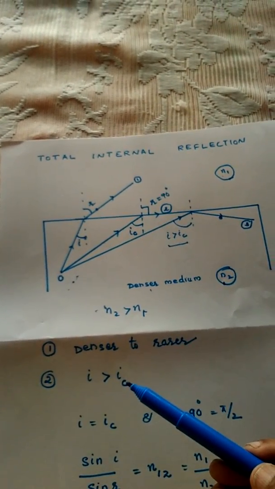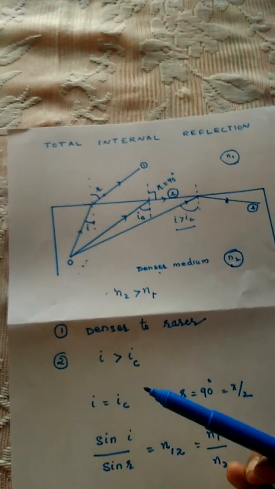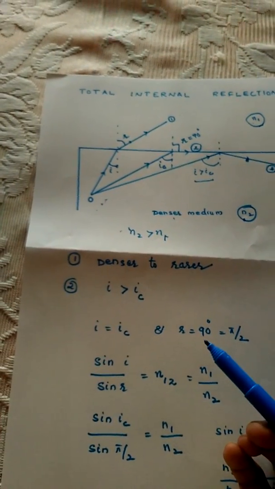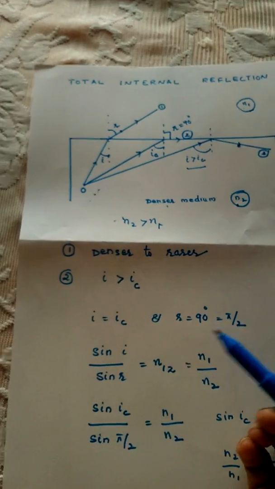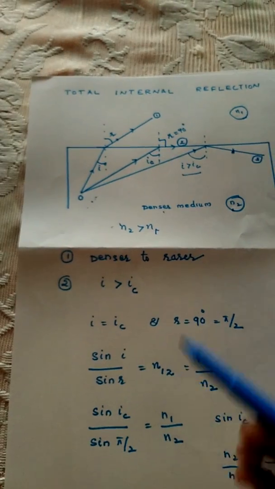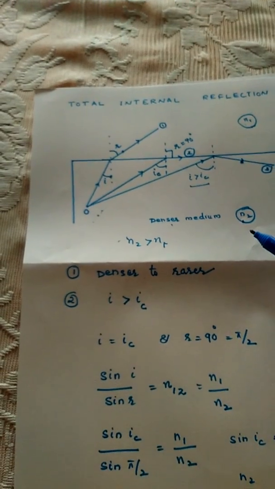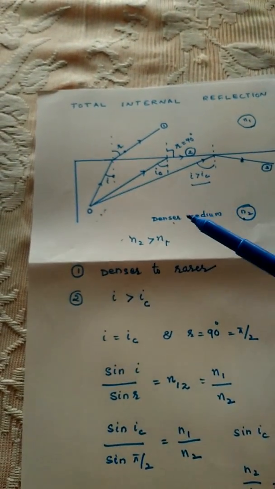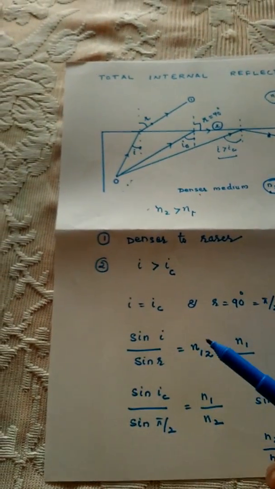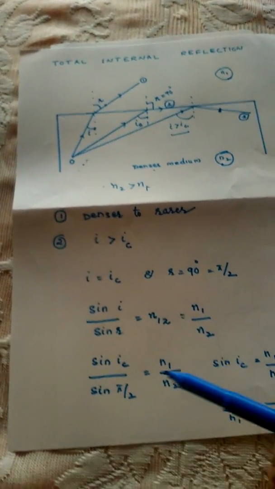Let us apply Snell's law in total internal reflection. That is, when I equals IC, R is equal to 90 degree or pi by 2. According to Snell's law, sin I by sin R is equal to refractive index of second medium, that is n1, with respect to first medium, that is n2, because the light passes from n2 to n1. So sin I by sin R is equal to n12, that is equal to n1 by n2.